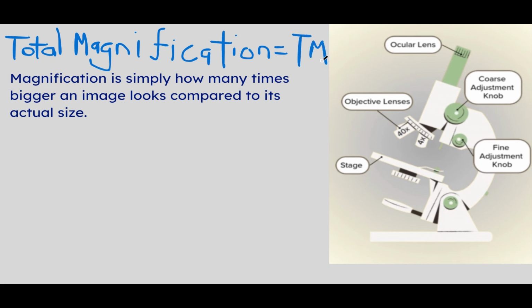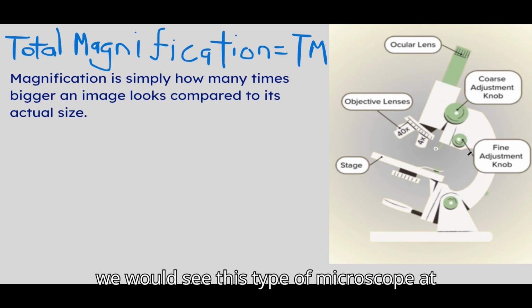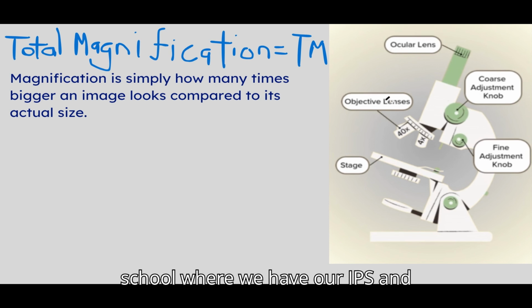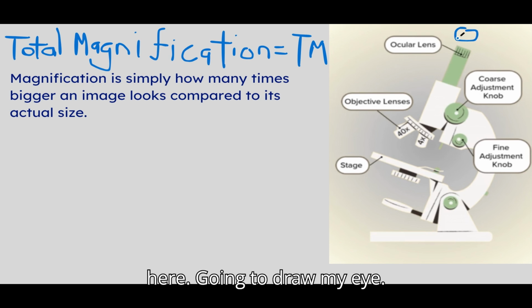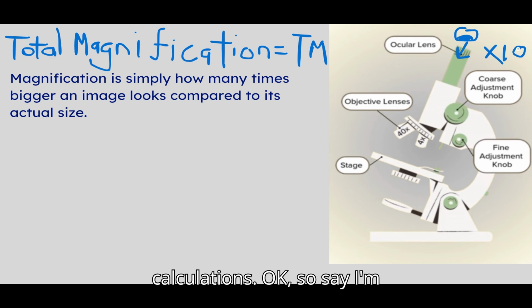TM. Okay, so let's look at our microscope. Usually we would see this type of microscope at school, where we have our eyepiece and objective lenses, our stage, fine adjustment, and the coarse adjustment knob. Important: if we look here, I'm going to draw my eye. I'm looking there. Usually that eyepiece has 10 times magnification already that we need to keep in mind when we are making our calculations.